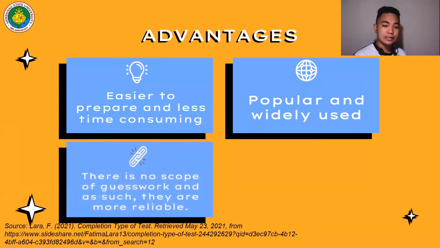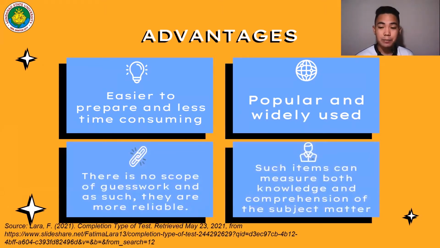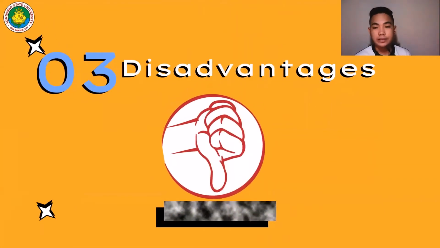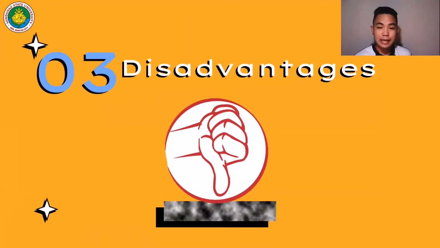And the next one is there is no scope of guesswork, and as such they are more reliable. So to compare it with a multiple choice test, the students in completion type of test don't have the time to guess the answer because they don't have the choices to pick from. So the last one is such items can measure both knowledge and comprehension of the subject matter. So if we have advantages, we also have disadvantages in having a completion type of test.